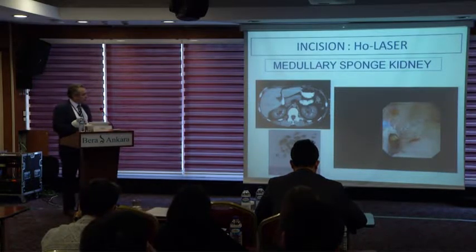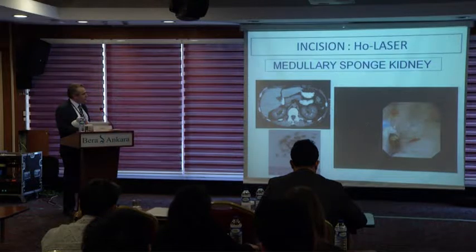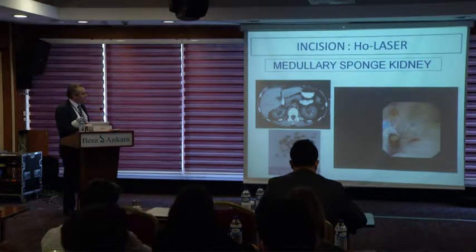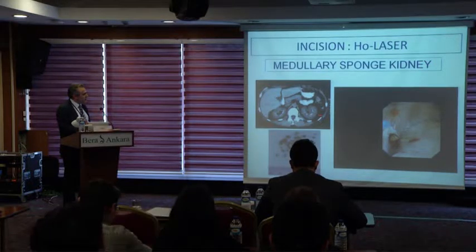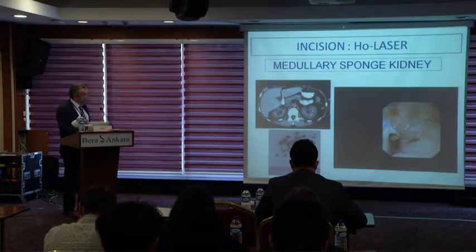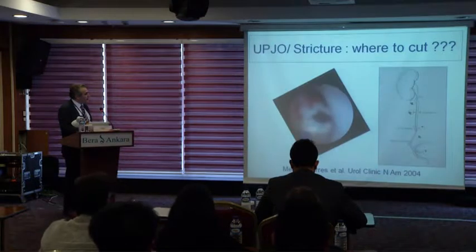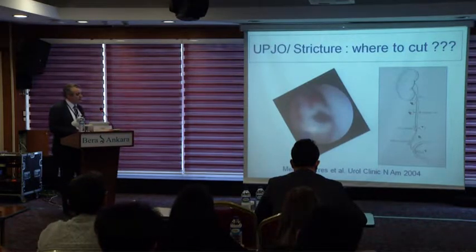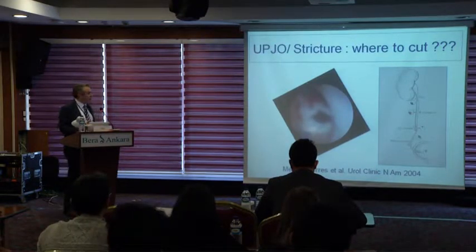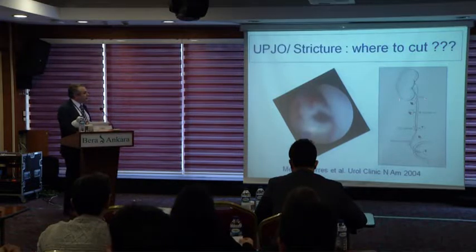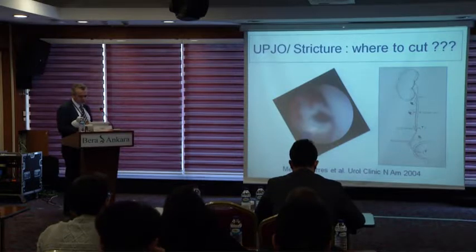We can use incision for stone disease also. This is a medullary sponge kidney. You can incise the mucosa over the stones and remove them. Also, we can use the incision for strictures in the ureter, in the UPJ or anywhere in the ureter.